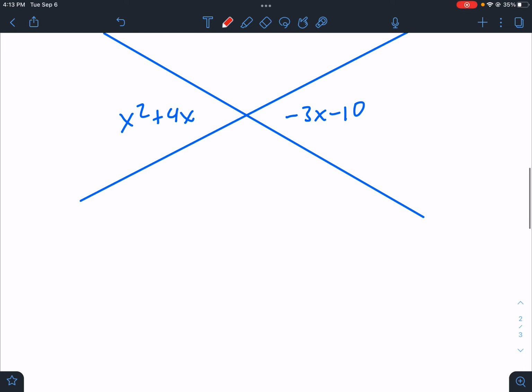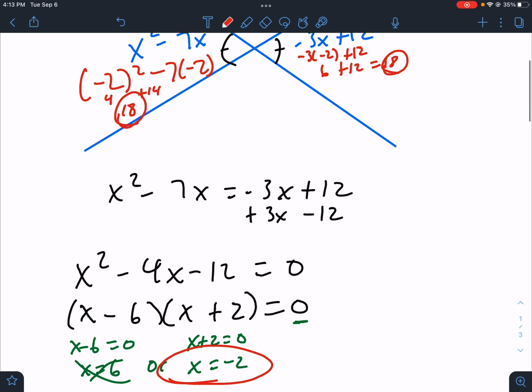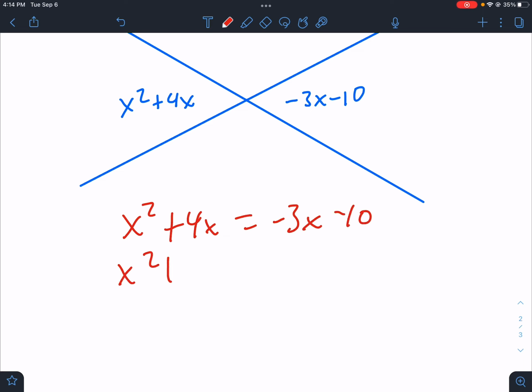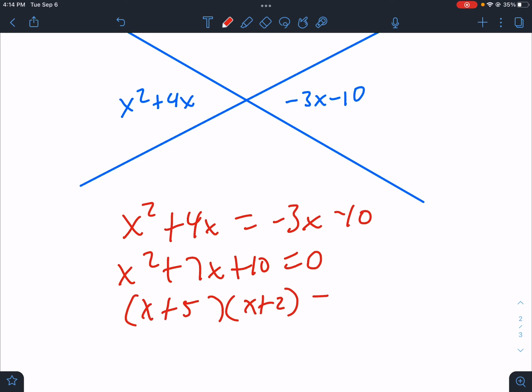All right, there's going to be a loud bell in a second. But I'm going to solve this one real quick. Pause it if you want. I'm just going to work it out. X squared plus 4x would equal -3x minus 10. So x squared add 3x would be 7x. Add 10 would equal 0. What factors of 10 add up to 7? It's going to be 5 and 2.